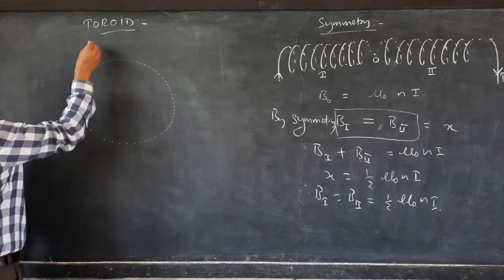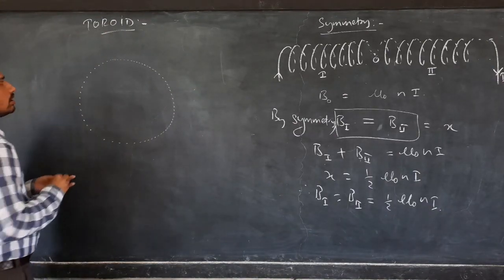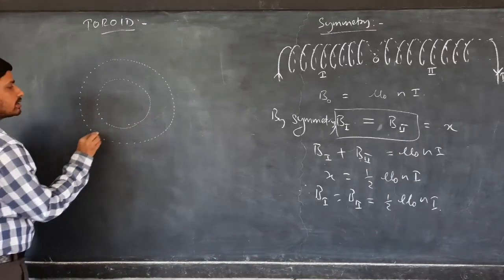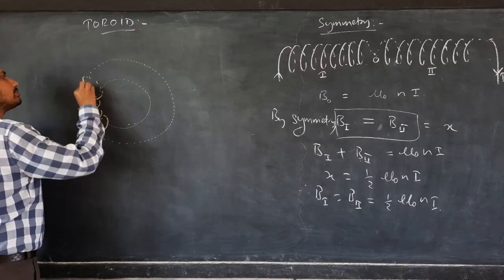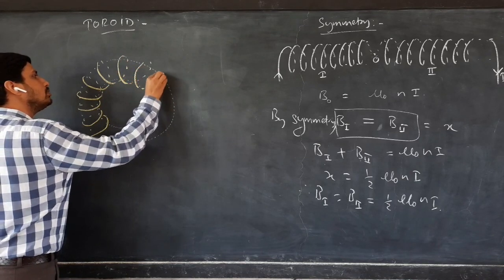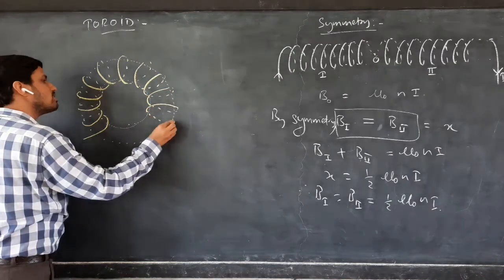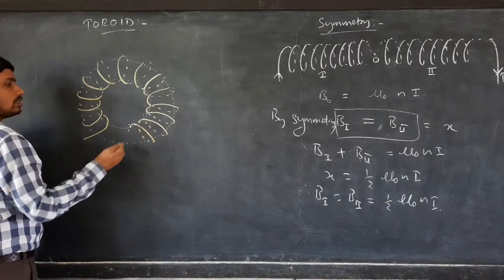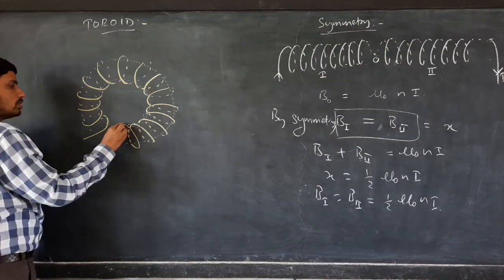It's not very difficult, so let me discuss it quickly. It looks something like this. It doesn't have an end because it forms a circular structure. The dashed part is on the other side of the board and the solid part is on this side of the board.